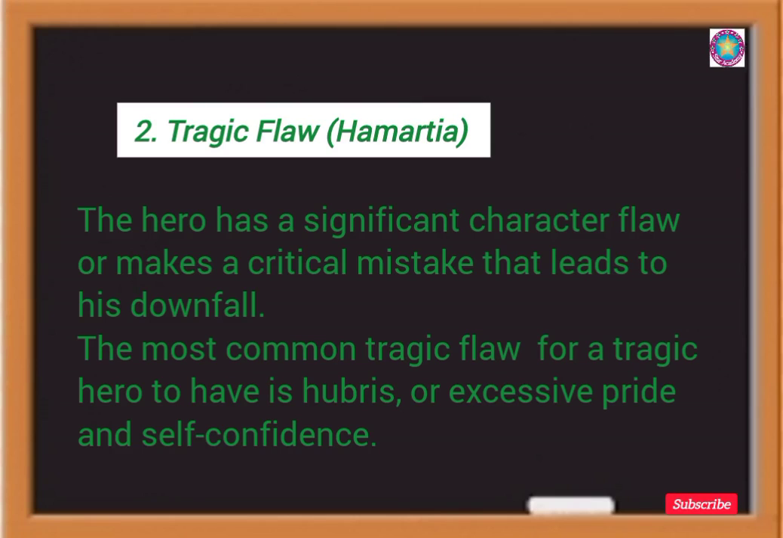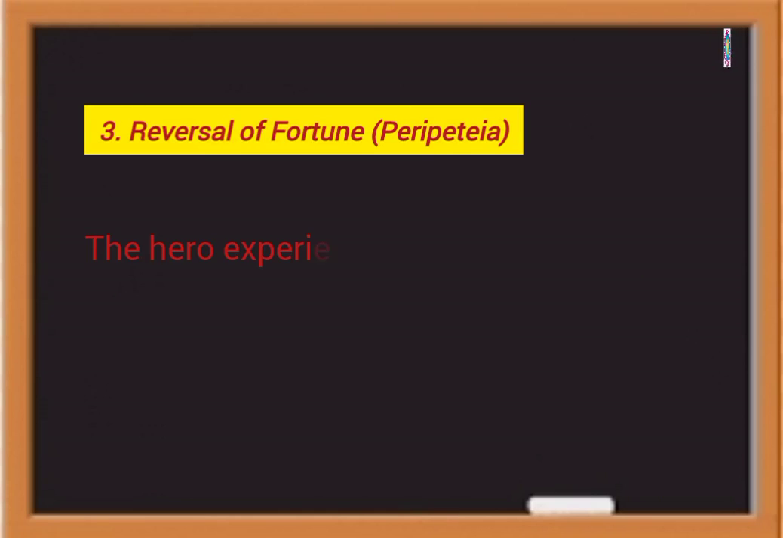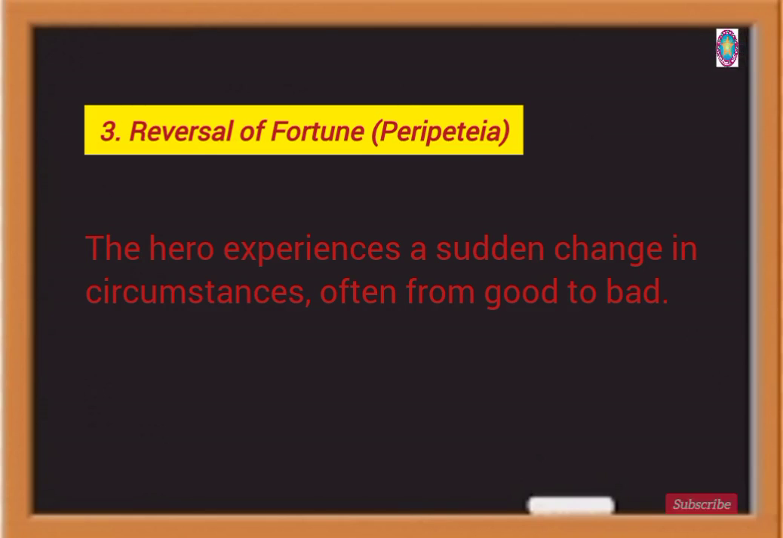Aristotle referred to this tragic flaw as Hamartia. The third characteristic of a tragic hero is reversal of fortune, or peripeteia. The hero experiences a sudden change in circumstances, often from good to bad.